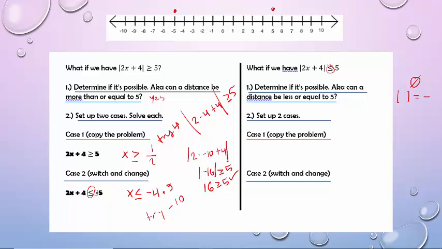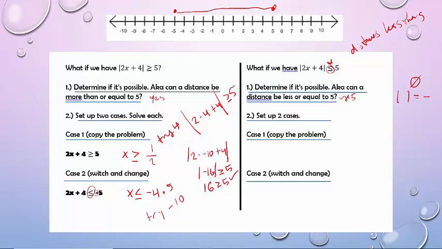We also want numbers that have a distance less than 5. So distances less than 5 would also work. So -4, -3, and so on. 1, 2, 3, 4, 5. These are all within 5 spaces of 0. So the first thing we want to ask ourselves is it possible for distance to be less or equal to 5? Well, yeah, it is possible.